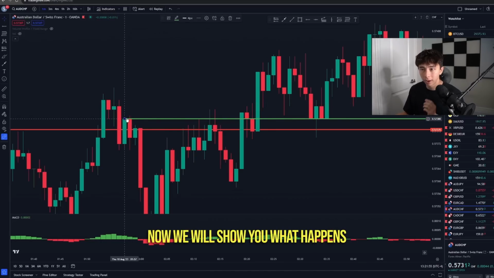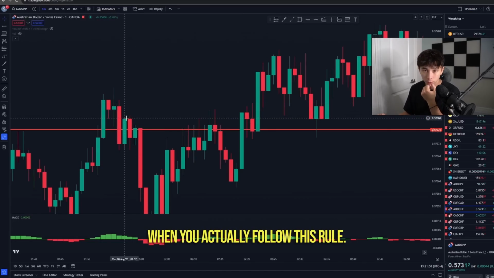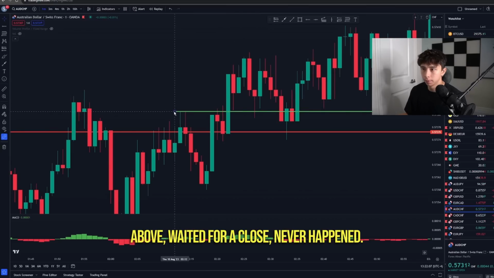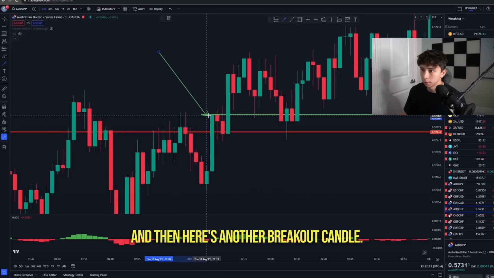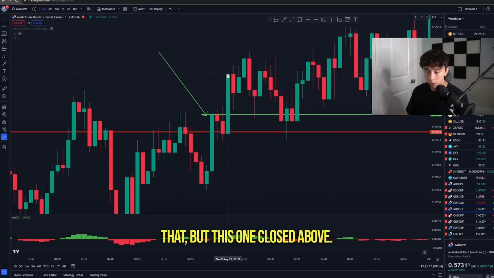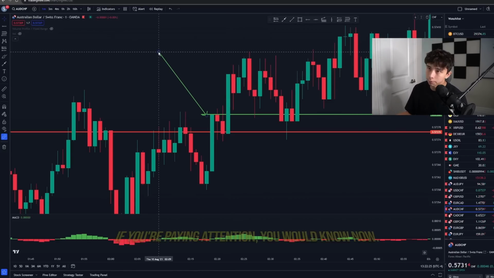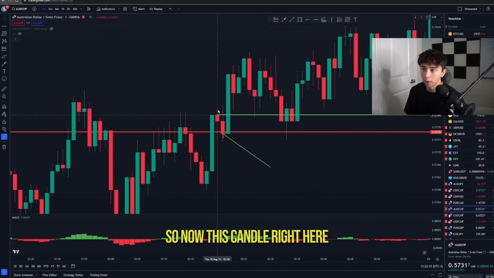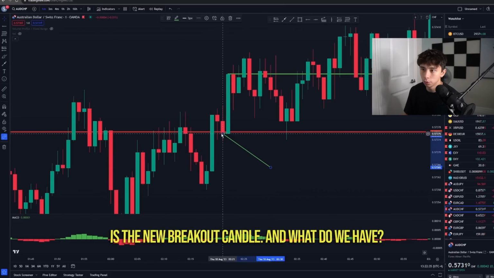Now we will show you what happens when you actually follow this rule. Because look, we had a candle close above, waited for a close, never happened. And then here's another breakout candle. We need a candle to close above that, but this one closed above, but it's still not ready yet. For those who are watching, why is that? If you're paying attention, you would know now. This candle actually came back in and closed into the zone again.